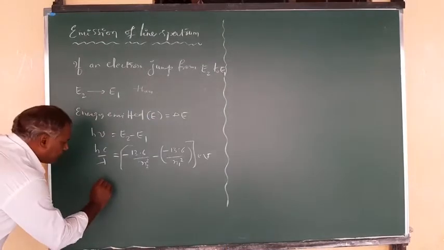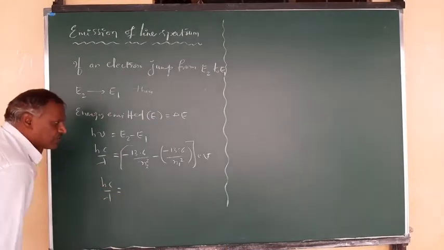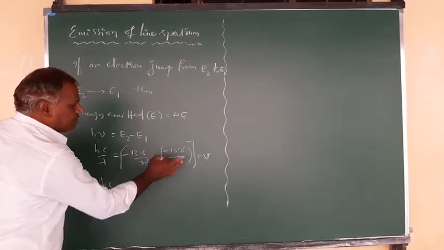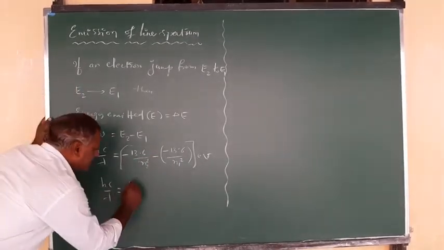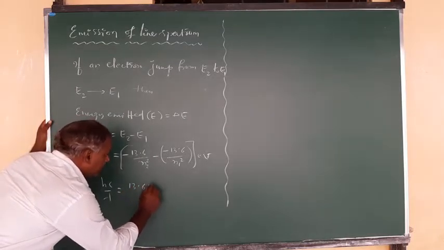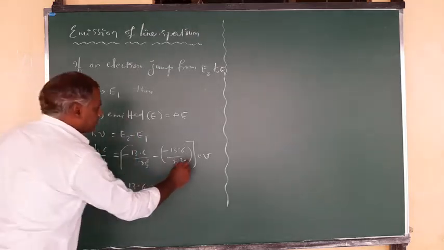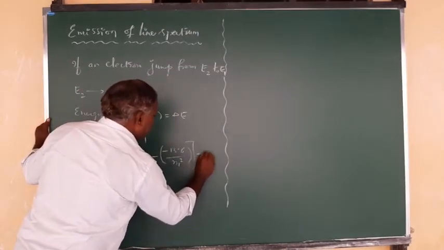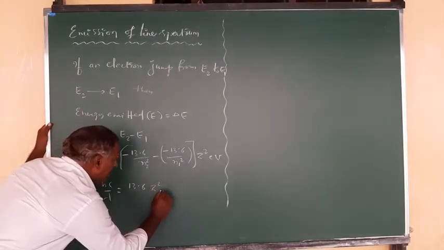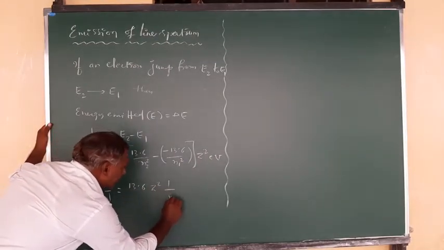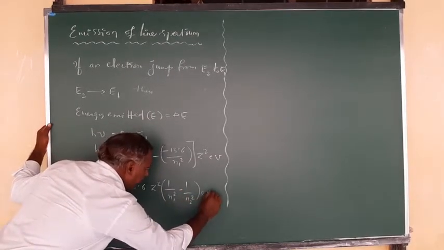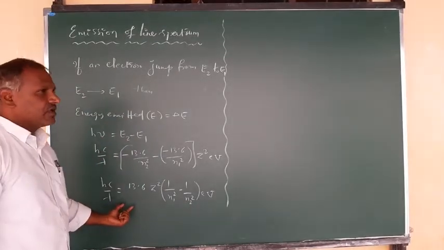Now make it further: H C by lambda is equal to, just rearrange this minus into minus, plus, right? And 13.6 will be common. So I am writing the positive term first, that is 13.6 into, and one more factor in this formula is Z square electron volt. So 13.6 into Z square, and the remaining value is 1 by N1 square minus 1 by N2 square, in electron volts. So this is the equation you observe here.